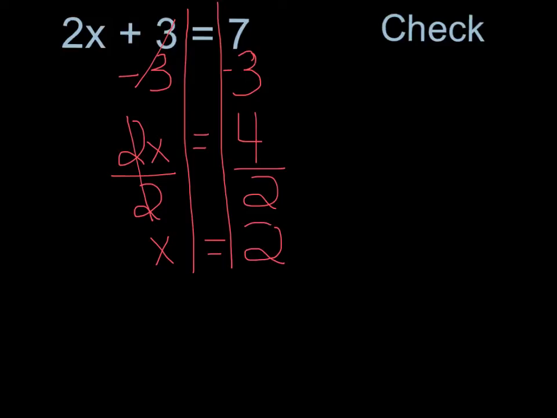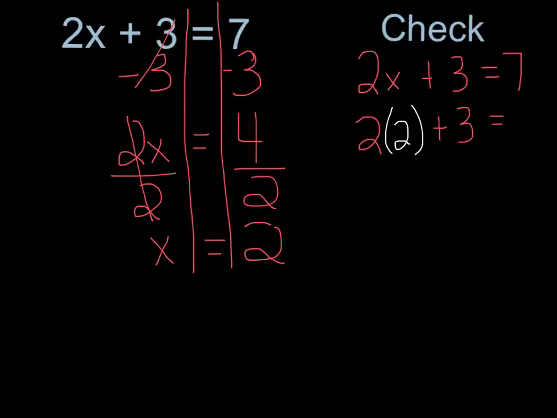Now every problem we do, we can check it. So rewrite your original problem. And instead of x this time, we're going to write our answer, which is 2. So 2, and then let's put in 2 for x, plus 3 equals 7. So now we're just going to multiply and add to check our work. 2 times 2 is 4. 4 plus 3 is 7. So then we need to say, does 7 equal 7? Yes. So this answer is correct.